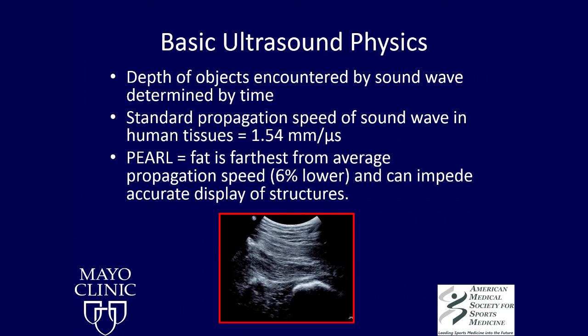But all tissues have slight variations in their propagation speed. And a pearl is that fat is the farthest from the average propagation speed. It's 6% slower in its propagation speed compared to that 1.54 millimeters per microsecond. And so if you have a lot of fatty tissue, it's going to mess up the interpretation of the image because of the delayed return of that sound wave.